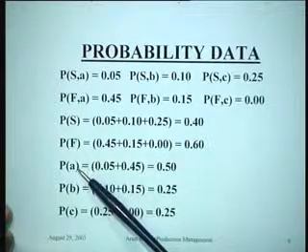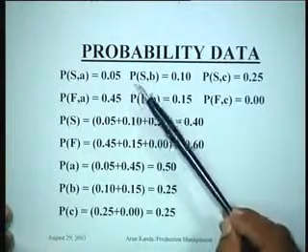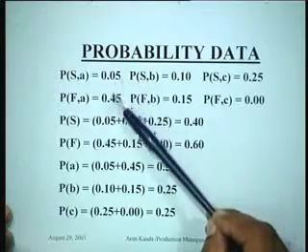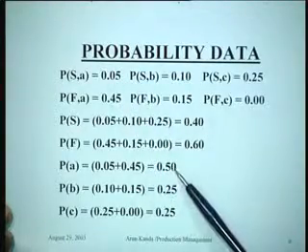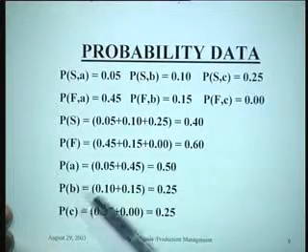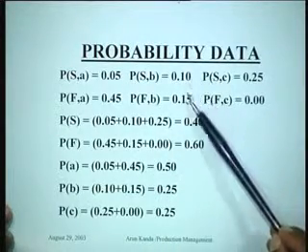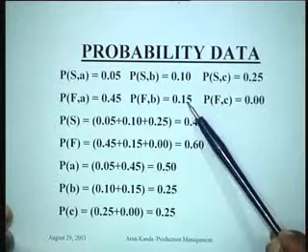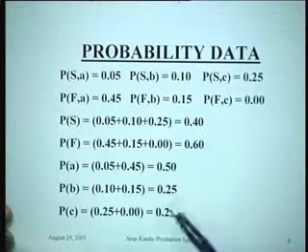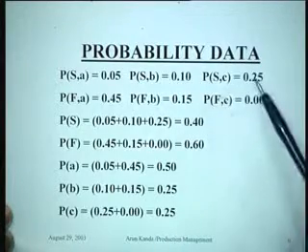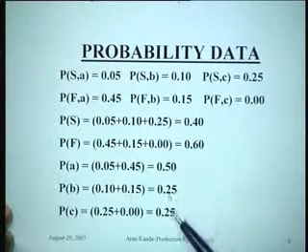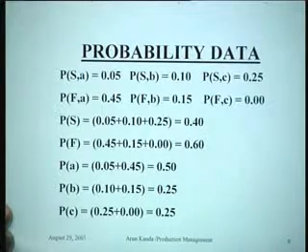Similarly, the probability of A, that is the probability of the test market outcome being poor, is the summation of these two probabilities, and this figure is 0.5. And similarly, the probability of B will be 0.10 plus 0.15, which is 0.25. And the probability of C is also 0.25, which is the summation of these. Obviously, this adds up to 1, and this also adds up to 1, as it should.